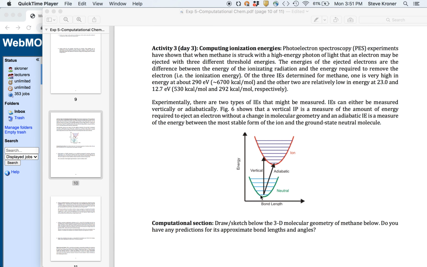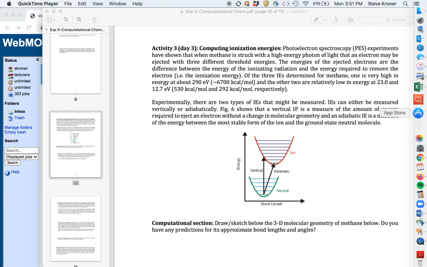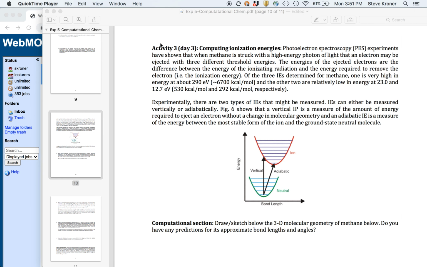Photoelectron spectroscopy usually uses a photon energy that's way higher in energy. Imagine we use a tremendous amount of energy and we take the difference of that energy minus the energy required to actually remove the electron. The electron that's ejected would have that much kinetic energy maximally given to it. So you can look at the maximum kinetic energy of ejected electrons, and for methane you find that there are three different electrons given off. There's one that's particularly high in energy, and then two that are relatively low in energy.